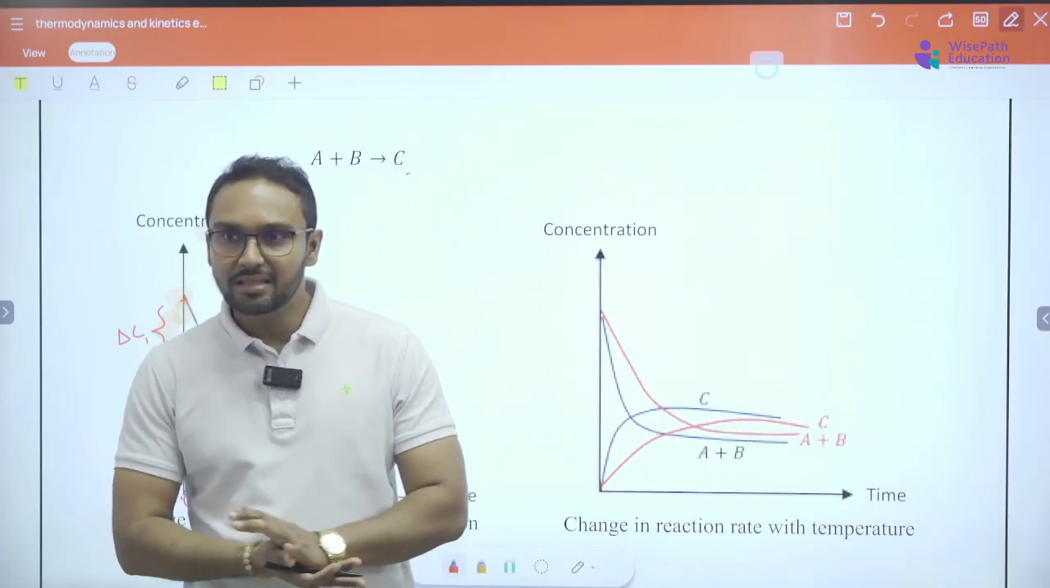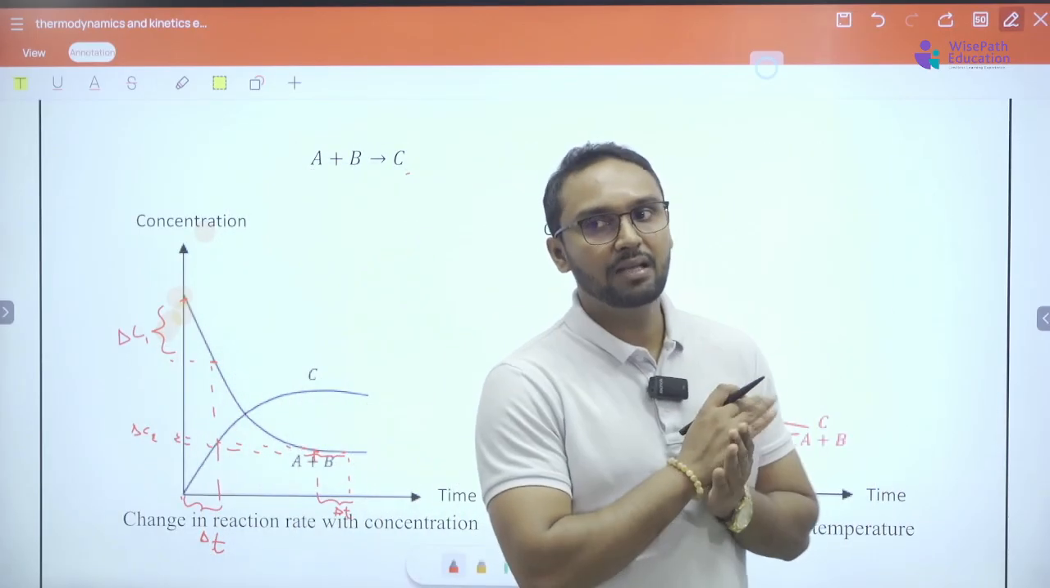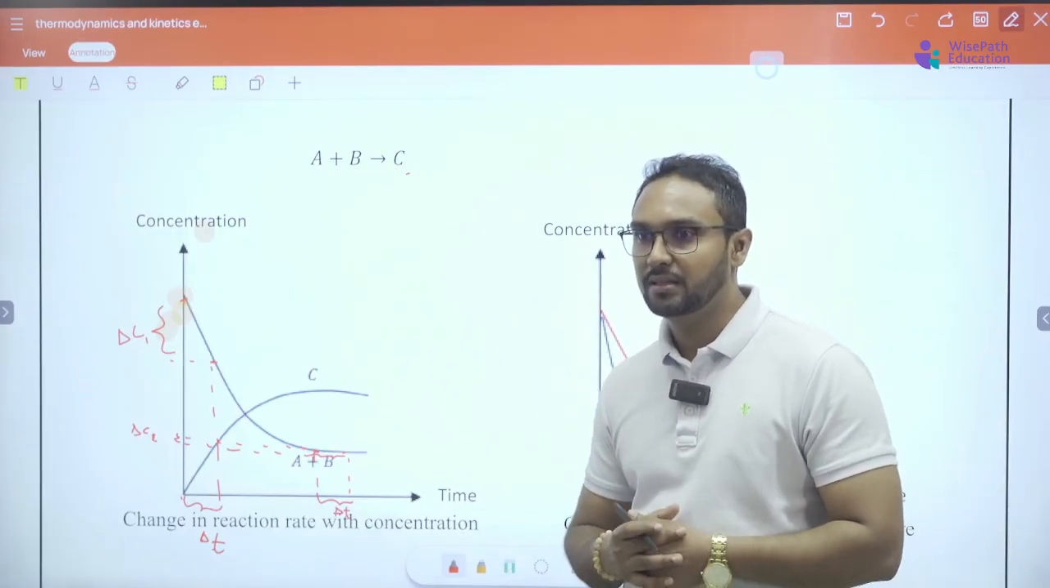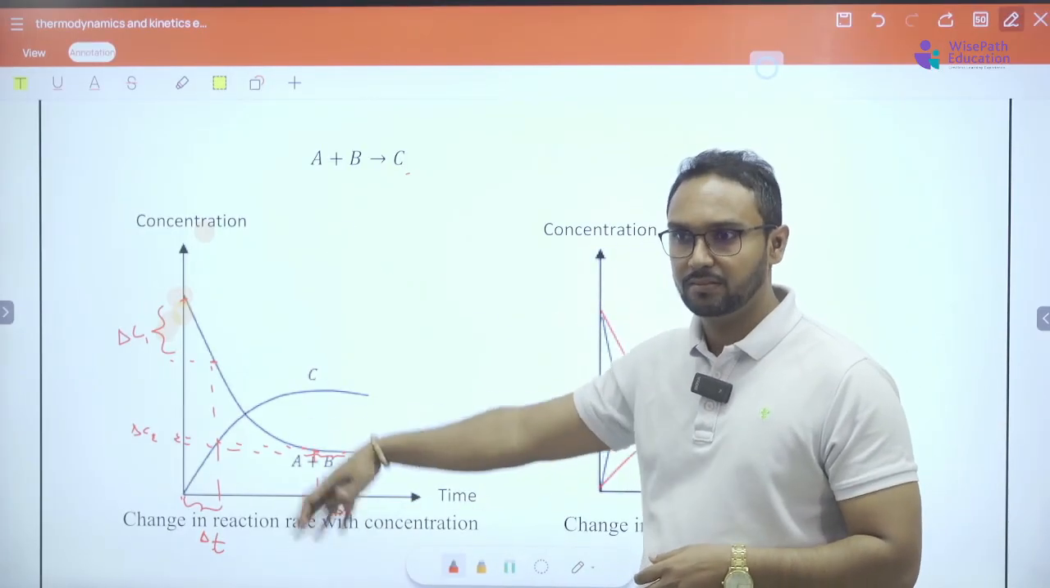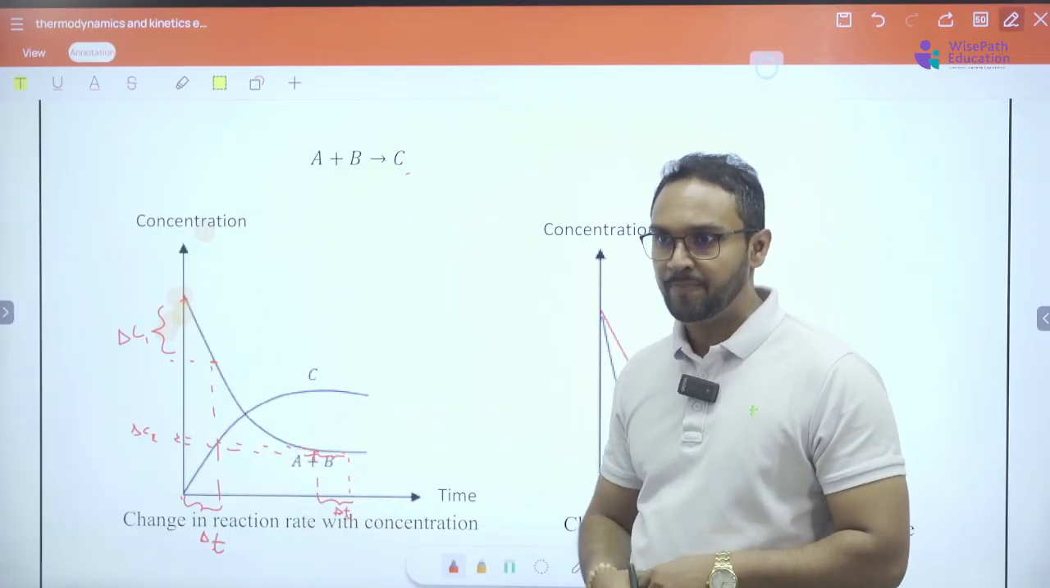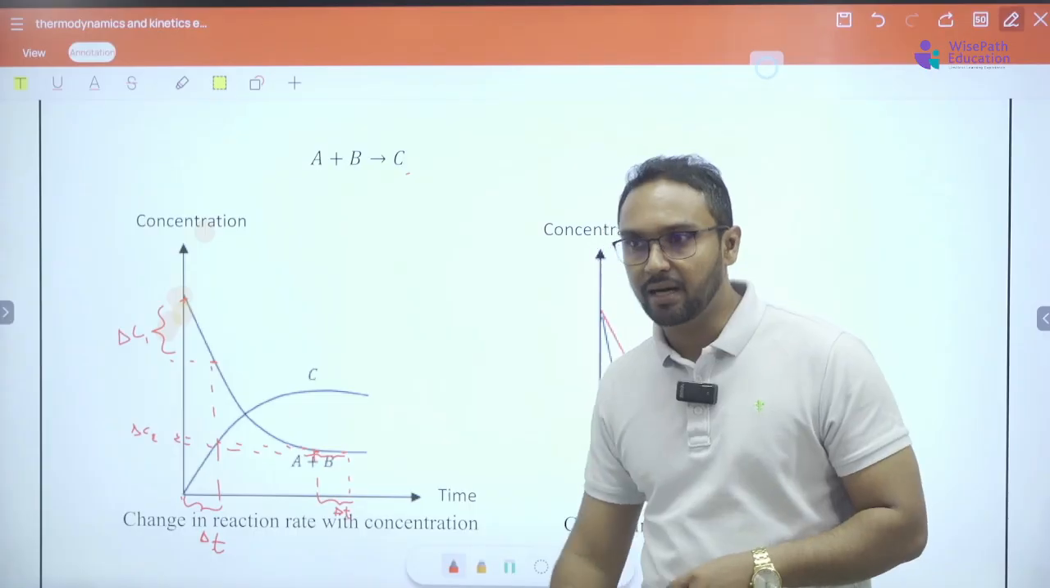If you increase the temperature, what will happen to the graph? What will happen to the rate of reaction? දැන් මේ තියෙන්නේ normal reaction එකක concentration time graph එක. මේකේ මම temperature එක වැඩි කරන එක තමයි දැන් කරන්නේ.